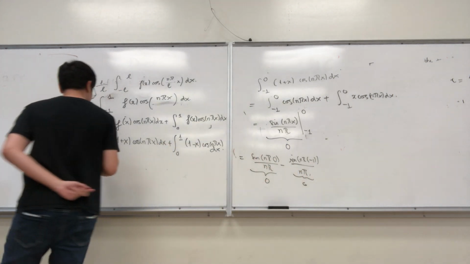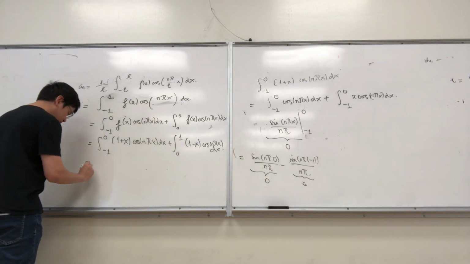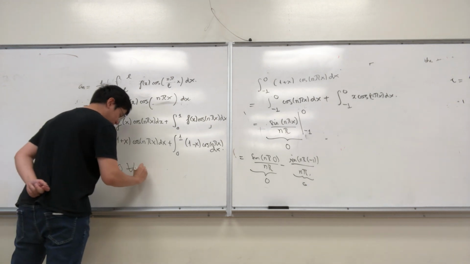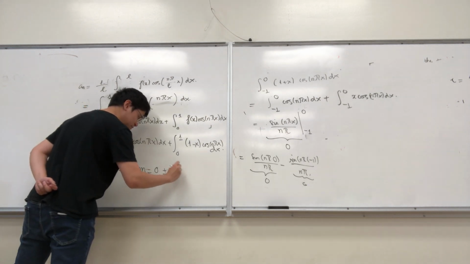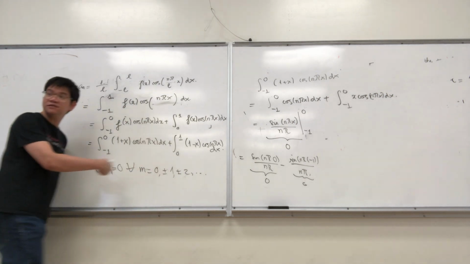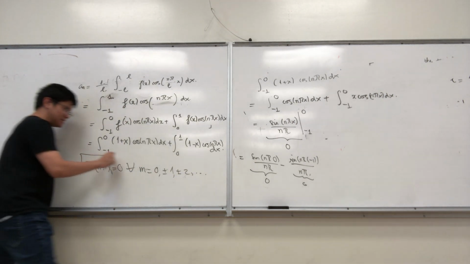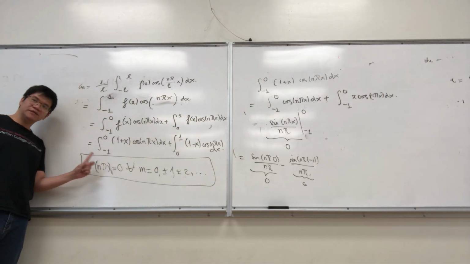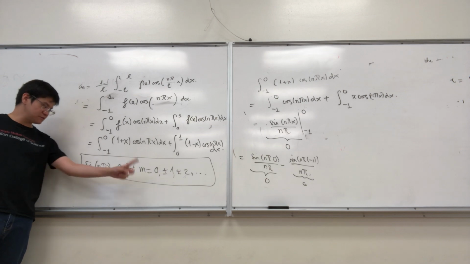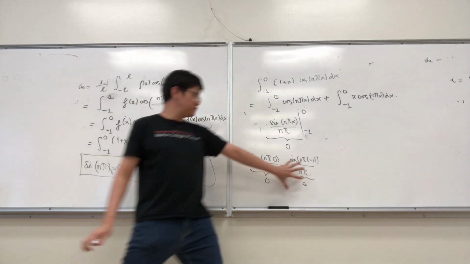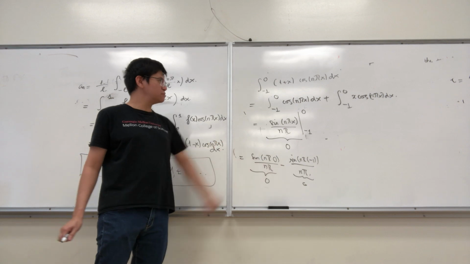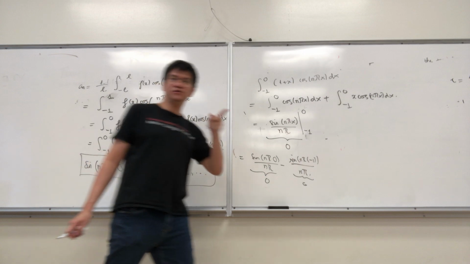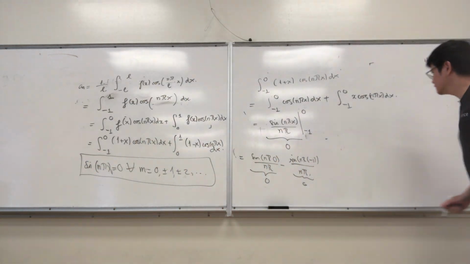So the formula that we need is that sine of m pi is always 0, for m equal to 0, plus or minus 1, plus or minus 2, etc. So sine of 0 is 0, sine of minus pi is 0, sine of plus pi is 0, sine of m pi is 0. So here, this is 0, and this is also 0. Now, the difficult part will be the second one, where you're going to use integration by parts.